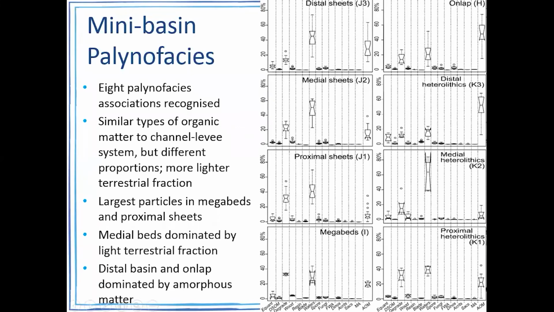So we collected, again, hundreds of samples through this system, and in this case we're able to recognize 8 different Palynofacies associations. Here again we have all the types of organic matter that we recognized, going from the denser terrestrial material to the marine material, and this shows various proportions in the various environments that we have looked at.